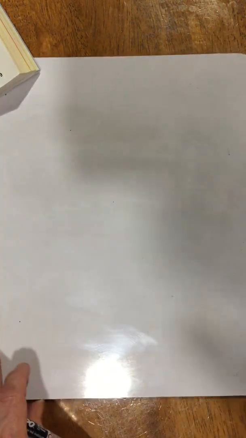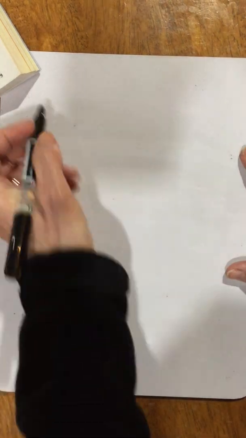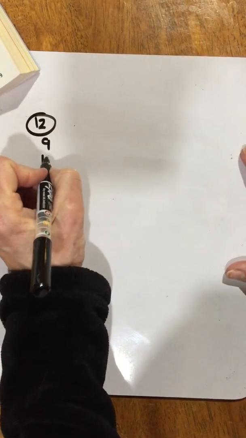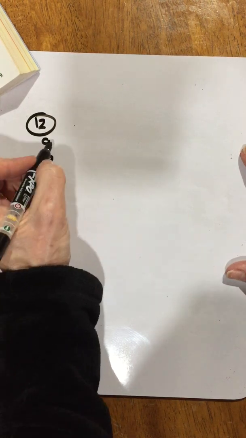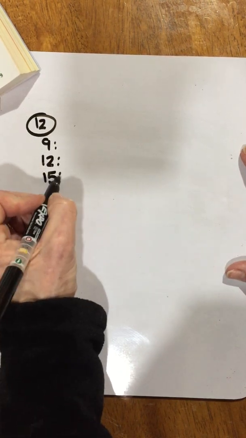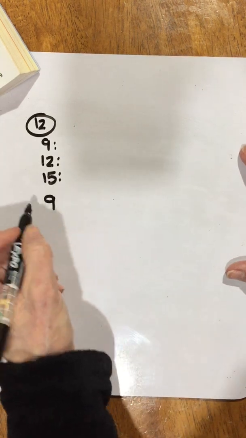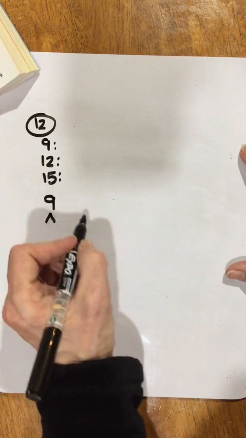So let's do another one. Working my way over there. How about number 12? Number 12 is 9, 12, and 15. You can list them, or you could do the prime factoring. Let's try the prime factoring again, because that is more detailed.